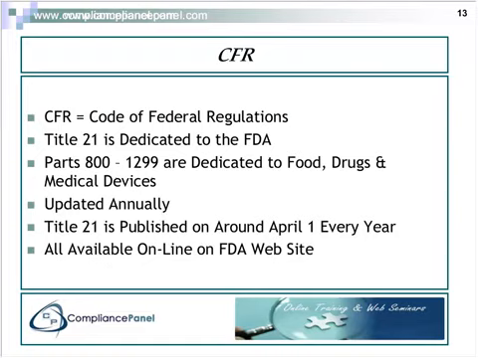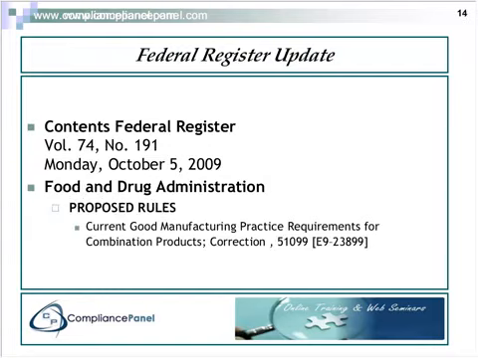And every day you can subscribe to a table of contents for the Federal Register update. And this was one from Monday, October 5th, 2009, and all I pulled out was what the Food and Drug Administration updated on that day. And on October 5th, they proposed some new rules on CGMP for combination products, which is a combination of biologics and medical devices.